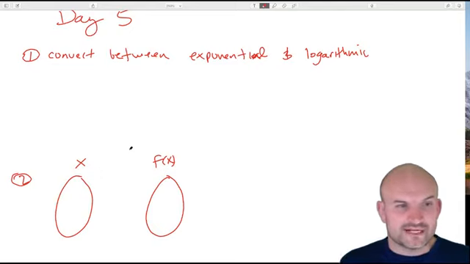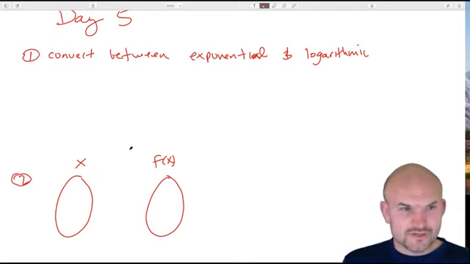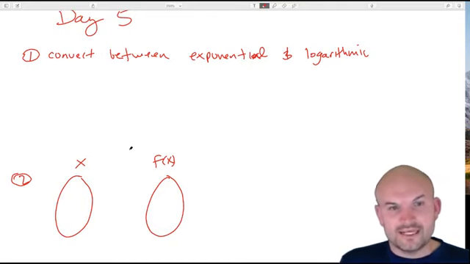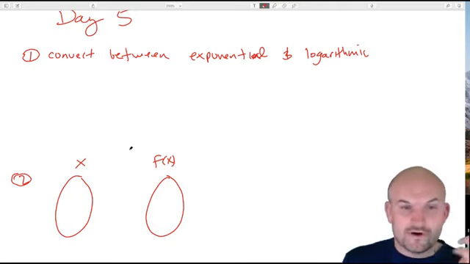Going to be doing actually for next week. So the first one is just an understanding of how to convert between exponential and logarithmic functions.